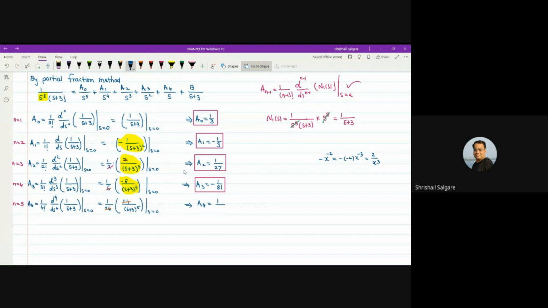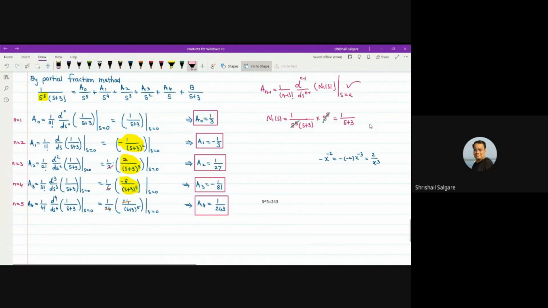Is it right? Yes, sir. Someone can use a calculator. 3 raised to 4 is, no, something is wrong. Raised to 5. 3 raised to 5 I have to calculate. 243. Okay. These constants you have identified for the non-repeated factor.